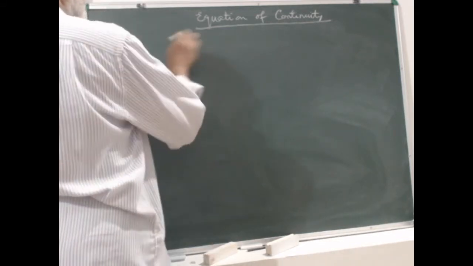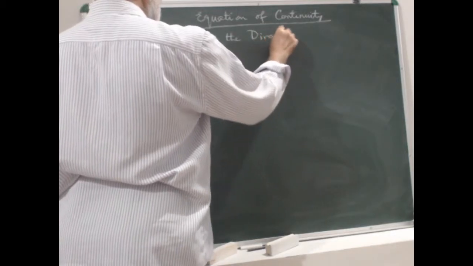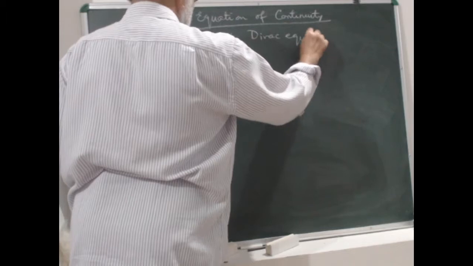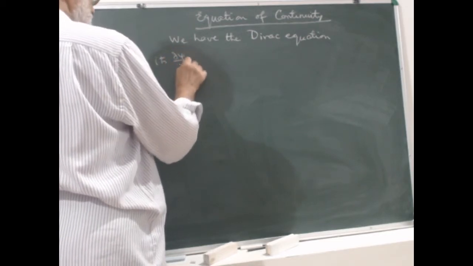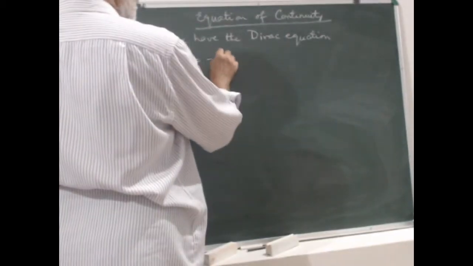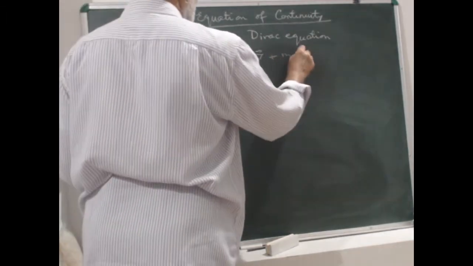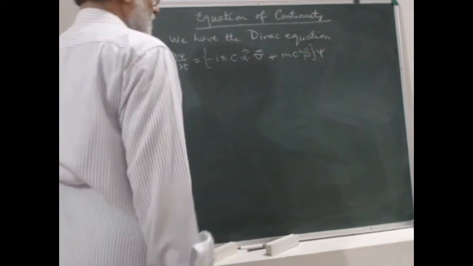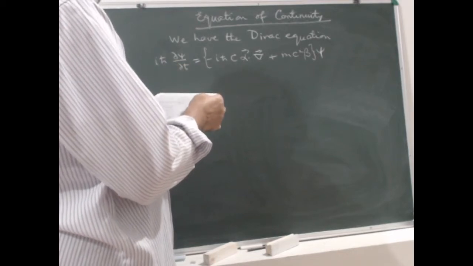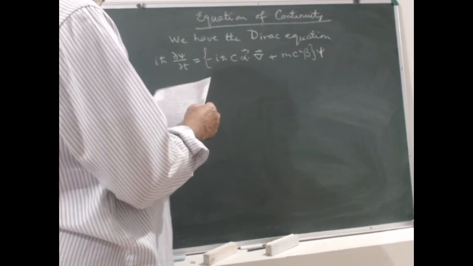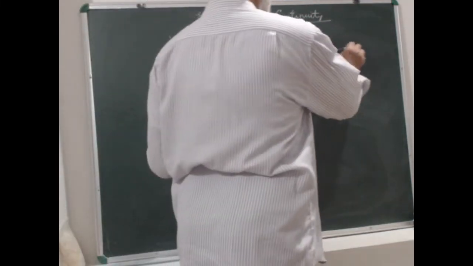Now we have the Dirac equation: iħ ∂ψ/∂t is equal to minus iħ c α dot ∇ plus m c² β operating on ψ. ψ is a function of space and time. Now let us consider it as equation number 1.